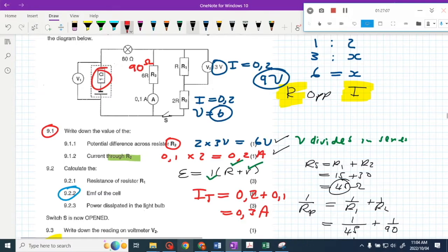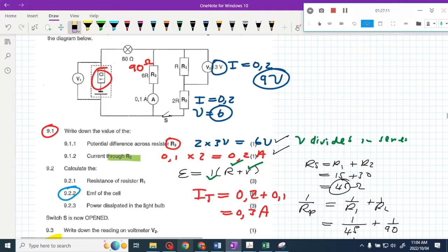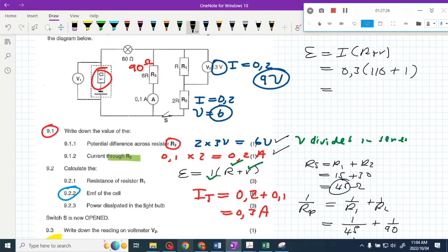So now we say the EMF is equal to I(R plus r). That is 0,3 times, what did we get? 110 plus 1. That's very, very small. And you guys plug this into your calculators, and the answer is 33,3 volts. Okay. Shoo, that's a lot.